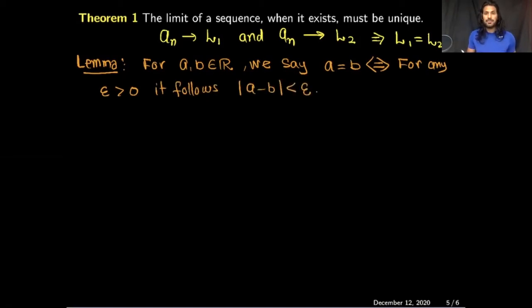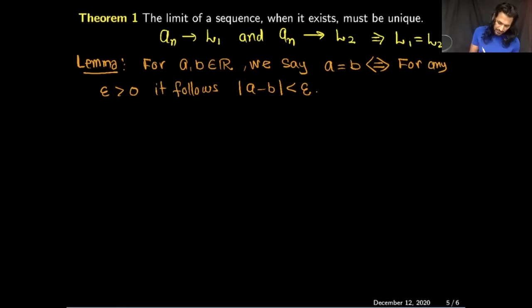So this is our lemma: if two real numbers are equal, you can always make their distance less than any given real number epsilon. In other words, this epsilon intuitively is really small. If the two numbers are equal, their distance is small. If the distance between two real numbers is really small for any given epsilon, then these two numbers are equal.